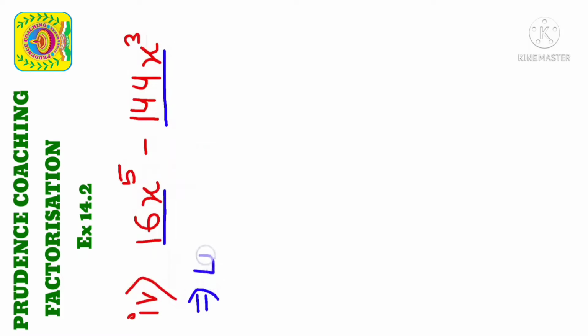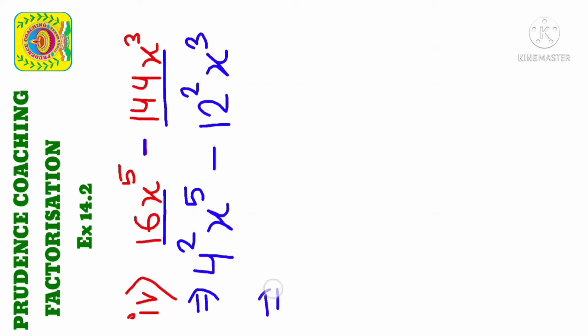16 can be written as 4 into 4, that is 4 square, and we have x to the power 5, and here the separator is minus, so write as it is. We have 144, that is 12 into 12, so 12 square, and x to the power cube. So now as you can see, by comparing with the identity a square minus b square, we cannot write it because here the powers of x are odd, and we can take x common from both the terms.